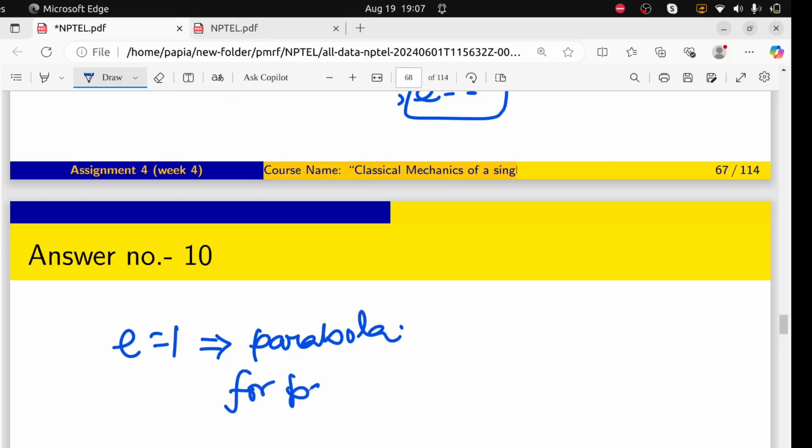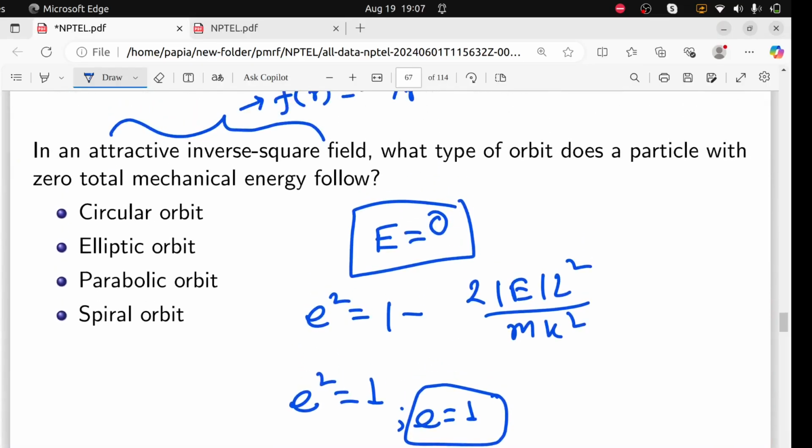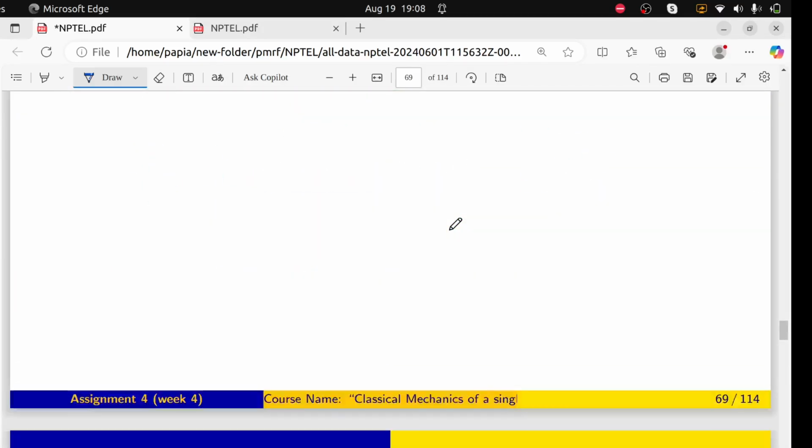So for a parabola, we will have total energy E equals 0. So it is a parabolic orbit. This is not a circular orbit, not an elliptic orbit, and also not a spiral orbit. This will be a parabolic orbit. In an attractive inverse square field, what type of orbit does a particle with zero total mechanical energy follow? So this will be a parabolic orbit.